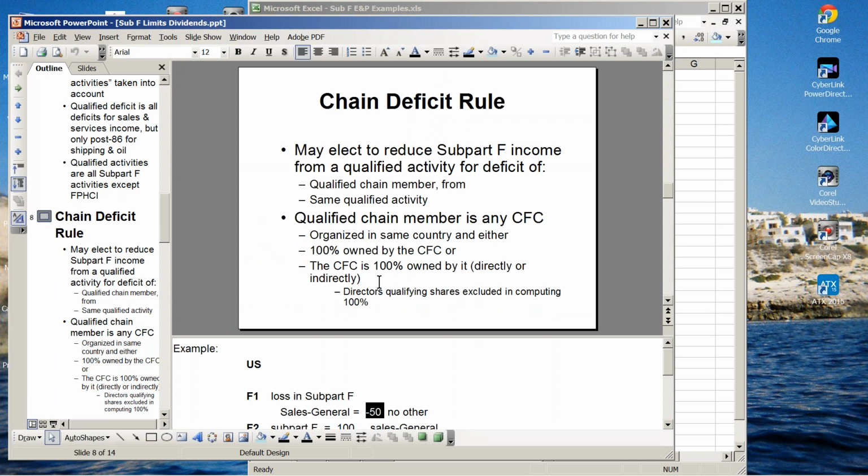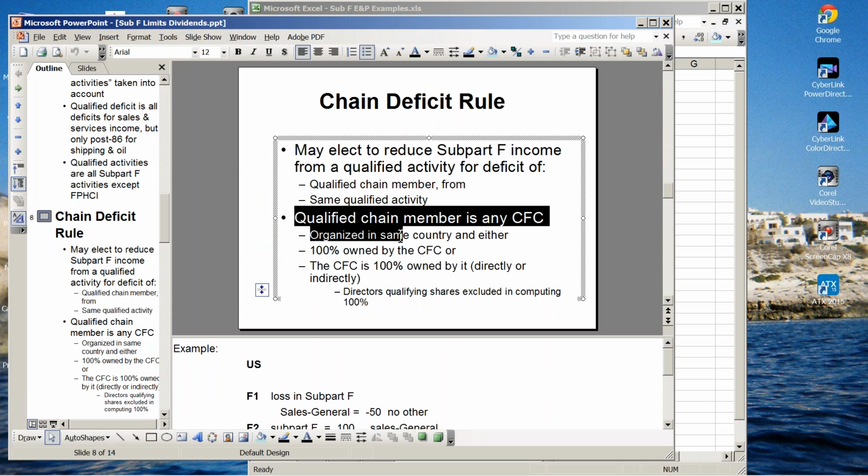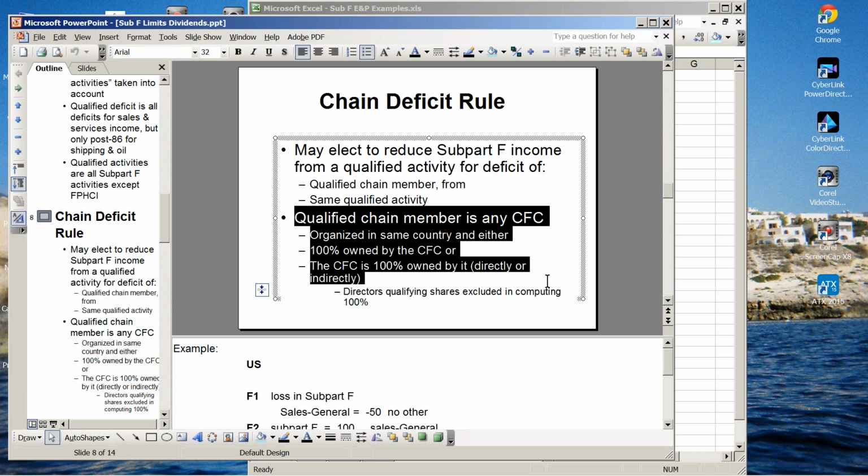Now there are some limitations on where you can do this, shown right here. It has to be a qualified chain member, and these are some pretty steep qualifications. First, it has to be in the same country, and second, it has to be either 100% owned by the CFC or the CFC is 100% owned by it.